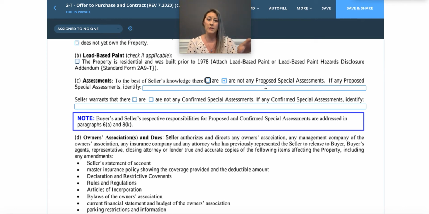So proposed means that they've thought about it, they want to do it, they're asking around. Confirmed, they are going in. This is the date they're going in. They're definitely going in. So again, it's not typical, but it does happen. So just double check.